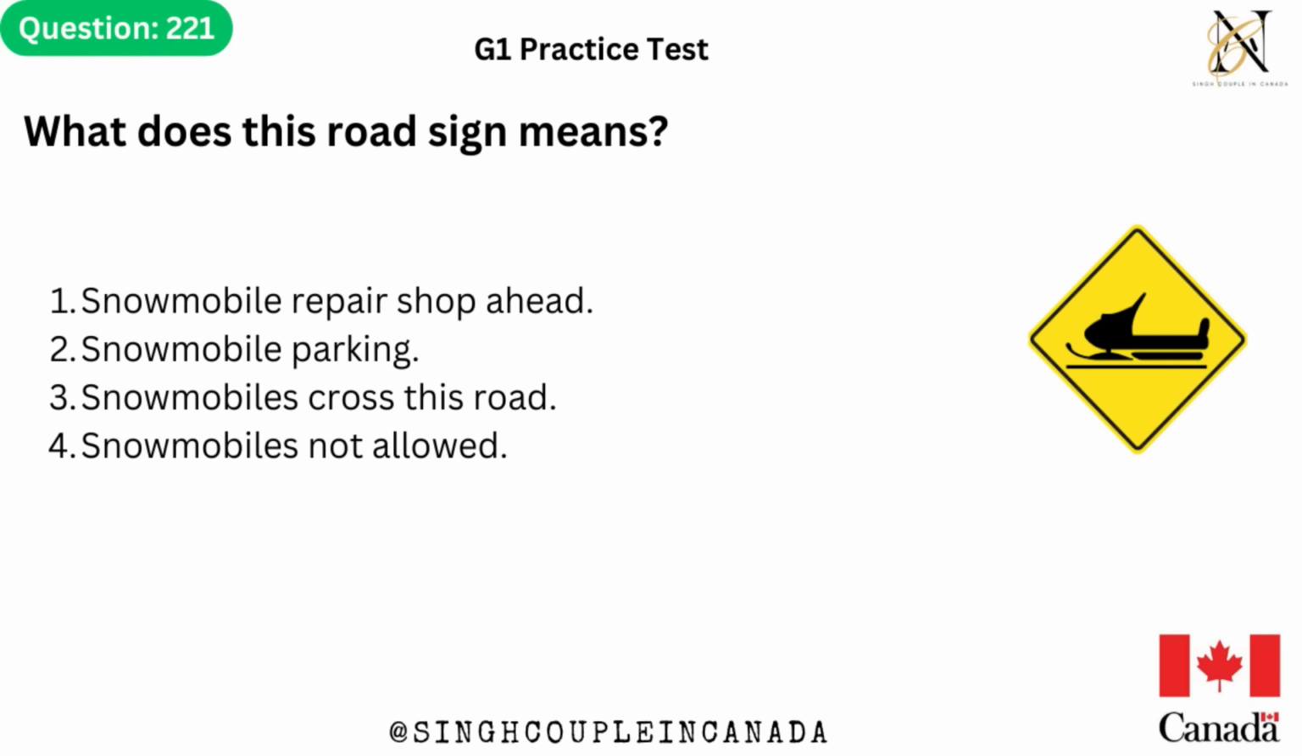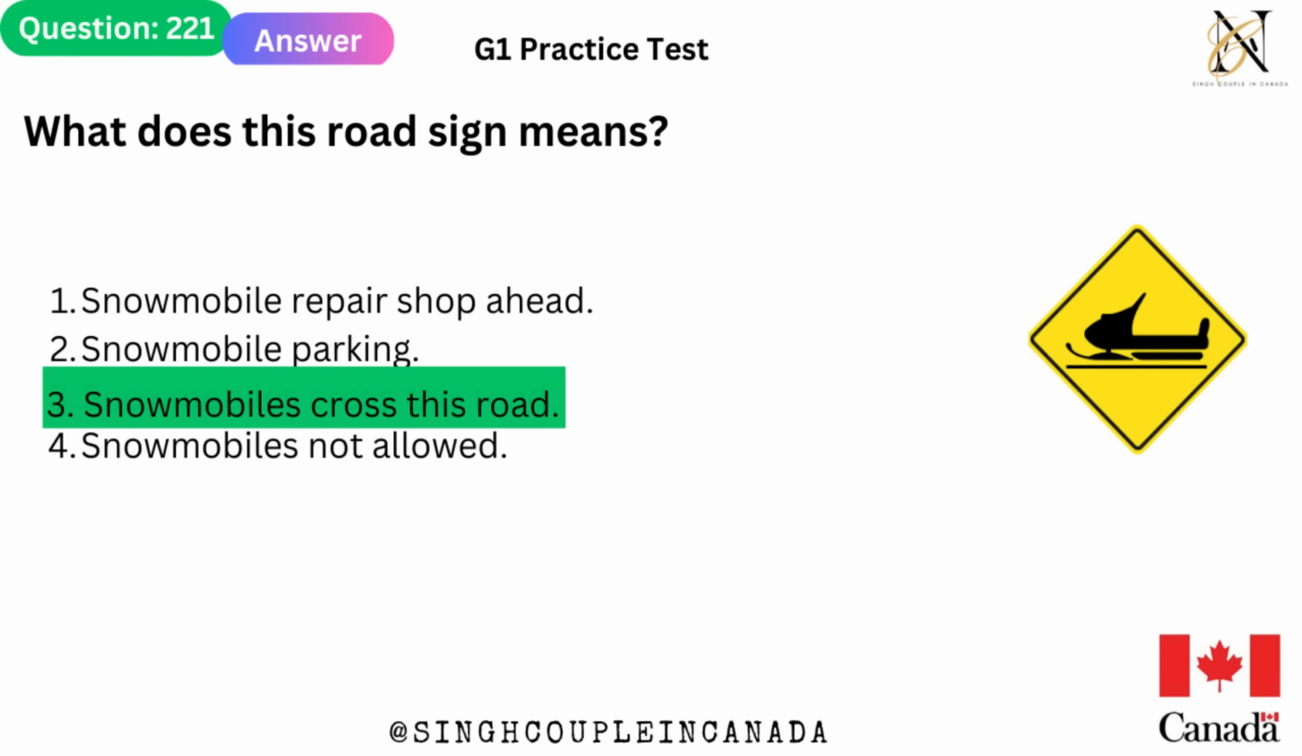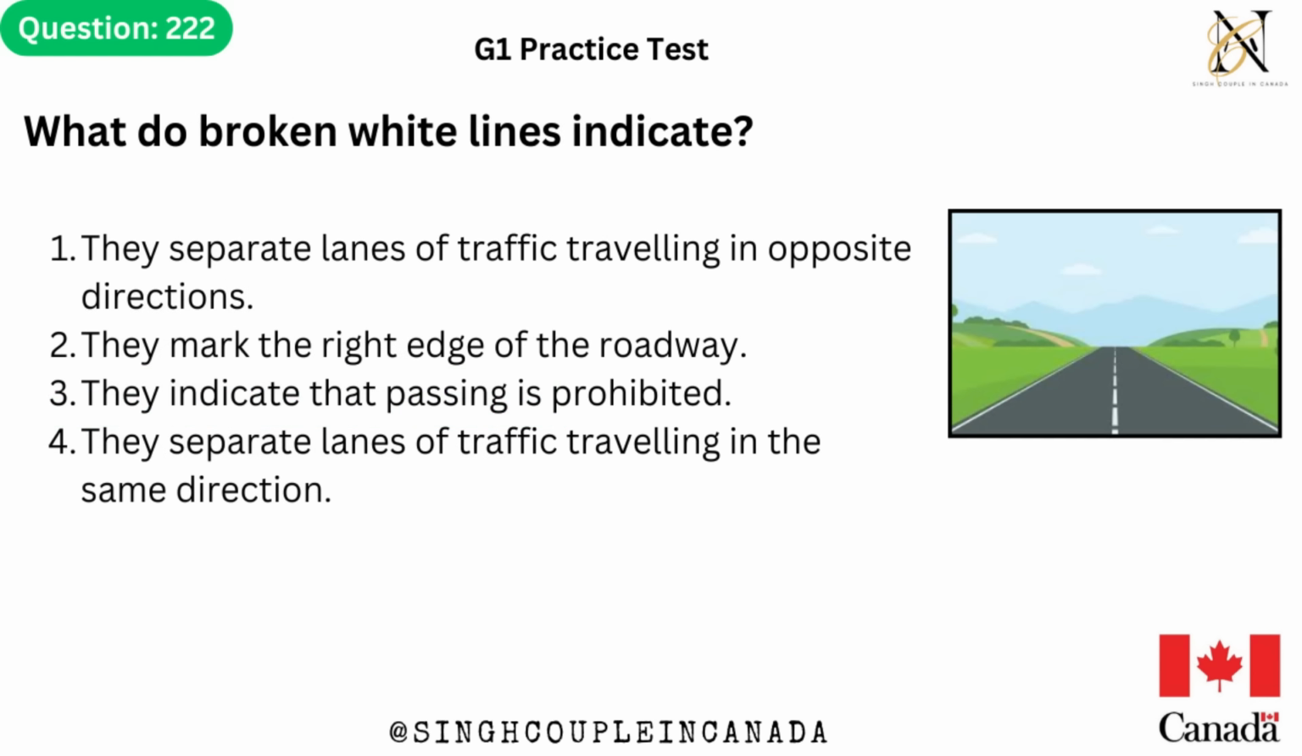What does this road sign mean? 1. Snowmobile repair shop ahead. 2. Snowmobile parking. 3. Snowmobiles cross this road. 4. Snowmobiles not allowed. The answer is 3. Snowmobiles cross this road.